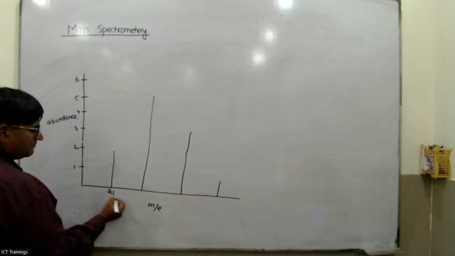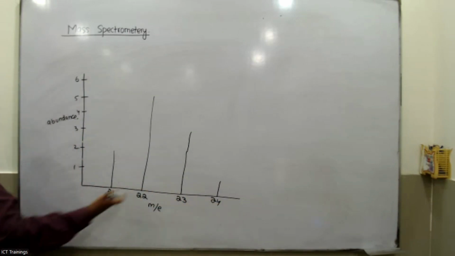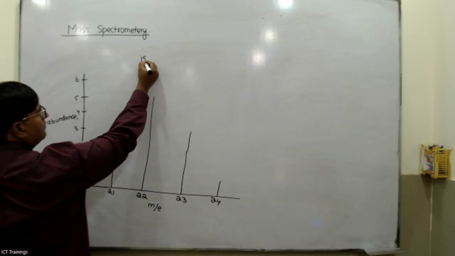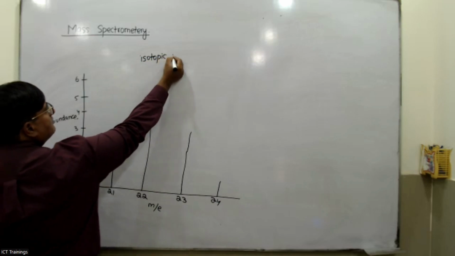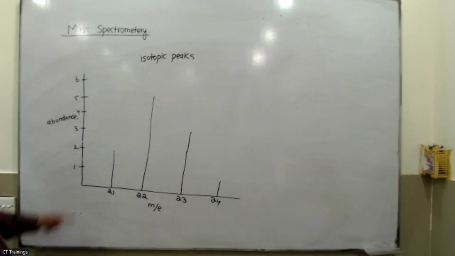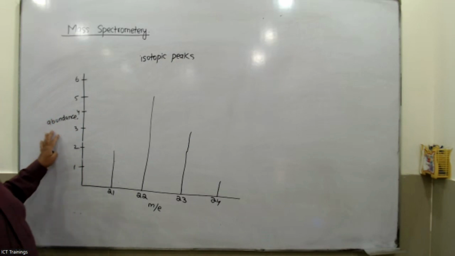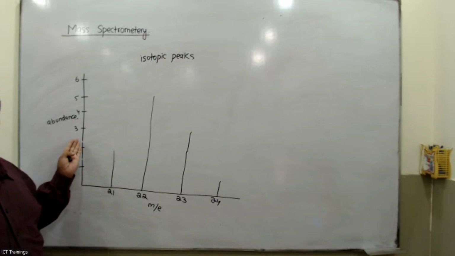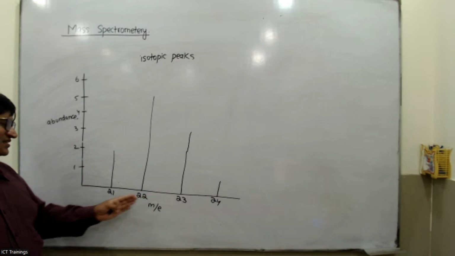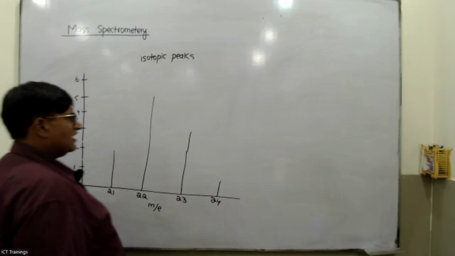If these peaks are present at a distance of 1 or 2, basically these peaks are the isotopic peaks, and their abundance is given along the y-axis. Sometimes this abundance is percentage abundance, and sometimes it's in the form of number. So it could be in any case. By using the masses of the isotope, we can find out the average AR of the isotope.